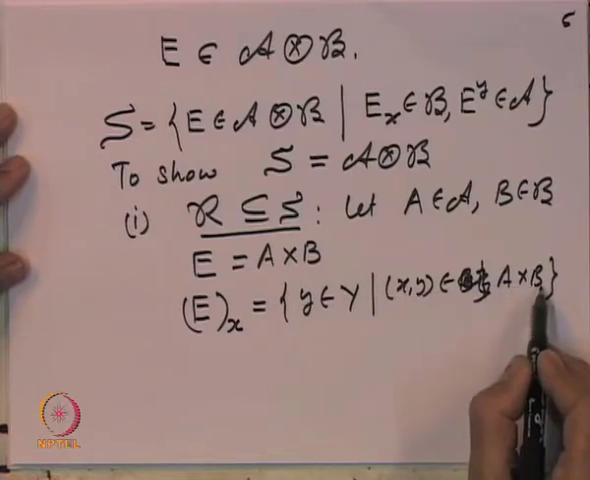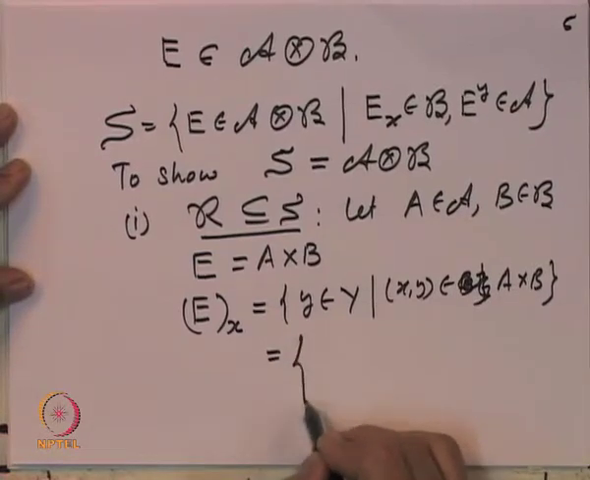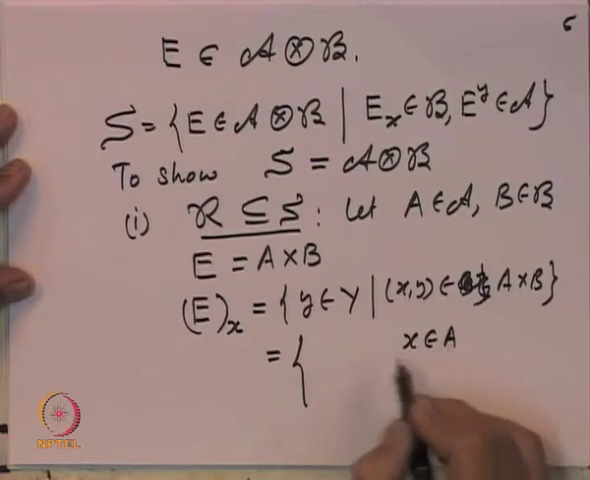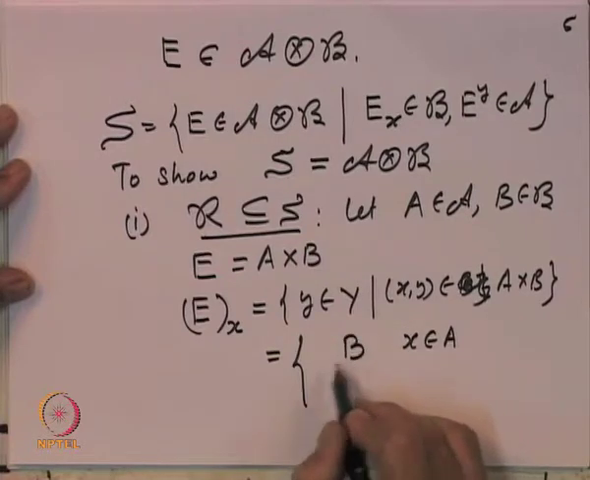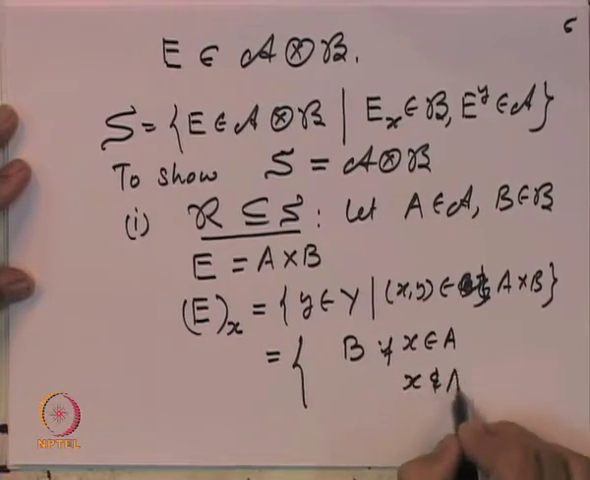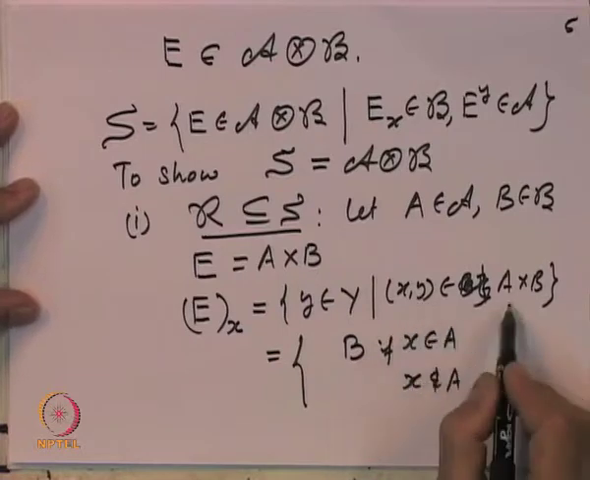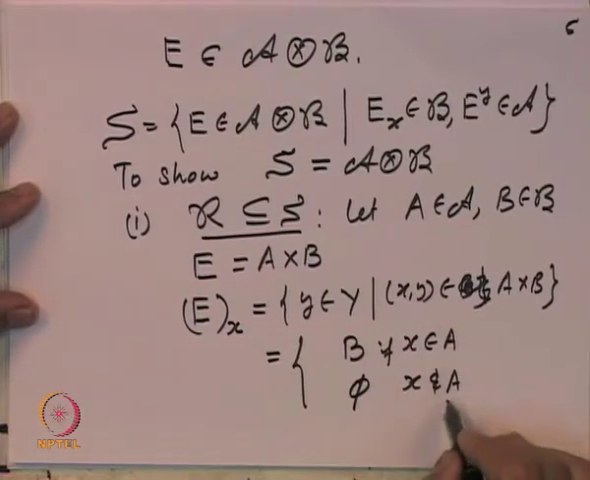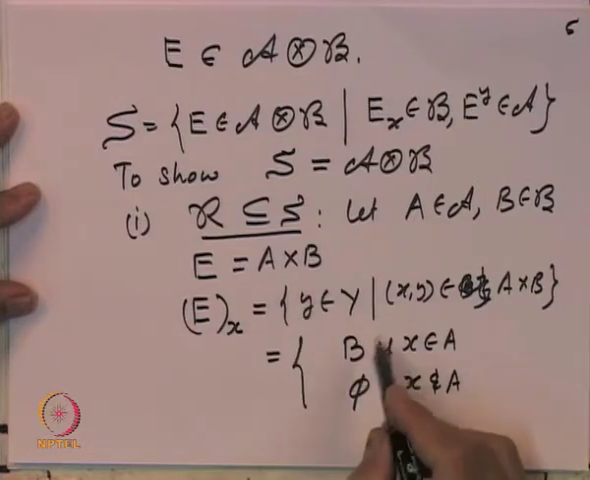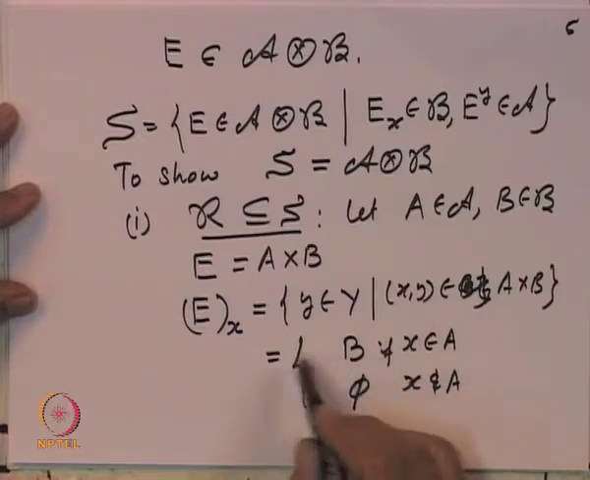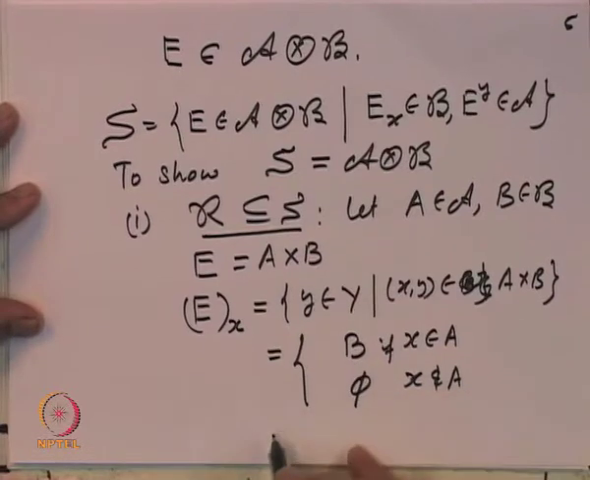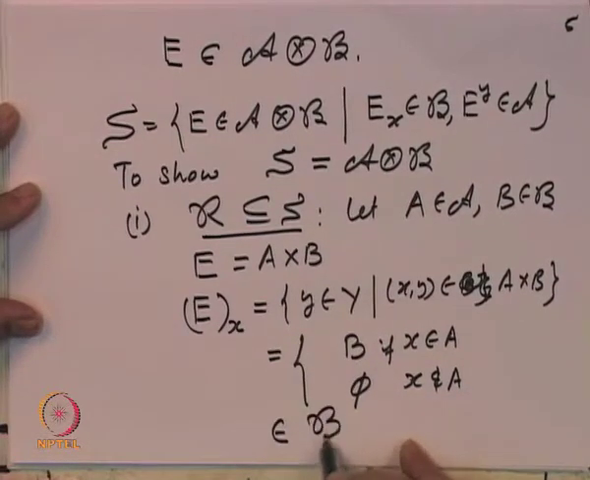Now (x, y) can belong to A cross B only when x belongs to A, and in that case y should belong to B. So, for all x belonging to A, this set is equal to B. So, the section is equal to B if x belongs to A, and if x does not belong to A, then in no way is (x, y) going to belong to A cross B. So, this is the empty set if x does not belong to A. I am repeating the steps we did earlier: for a rectangle A cross B, the x section is either B or the empty set. So, in either case this belongs to the sigma algebra B.